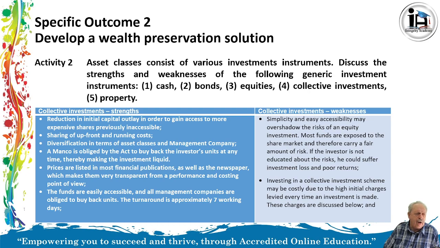It's sharing of upfront and running costs between the various share portfolios, diversification in terms of asset classes and management company. A Manco is obliged by the Act to buy back the investors' units at any time, therefore making this type of investment very liquid. They need to pay you out within about 7 working days.